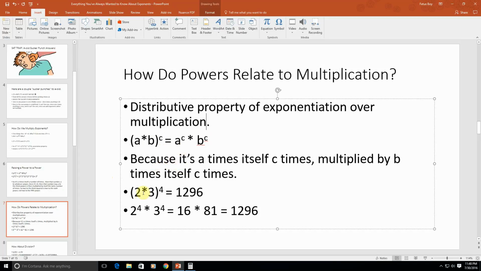So 2 times 3 to the 4th power is equal to 1296. How do we know that? Because it's 2 to the 4th times 3 to the 4th, which is 16 times 81, which is 1296.